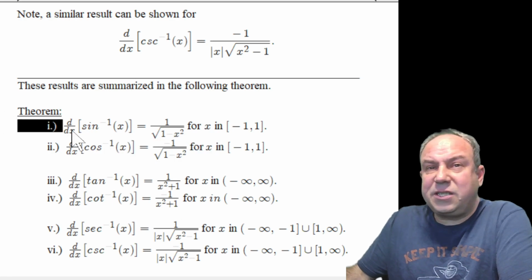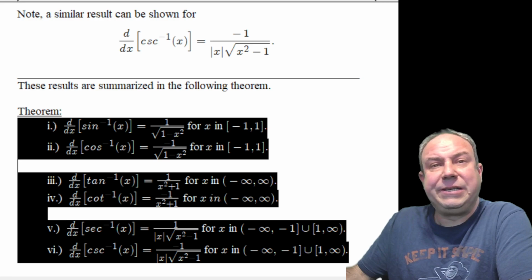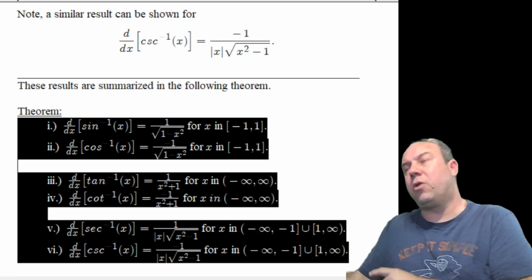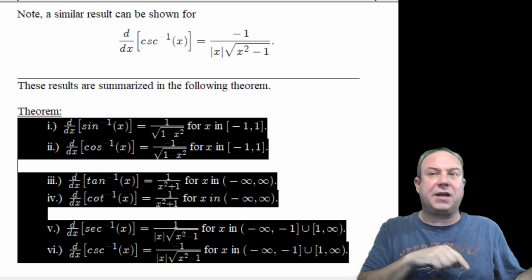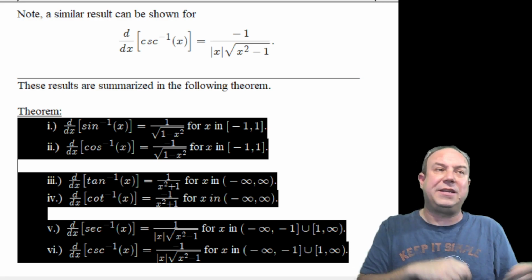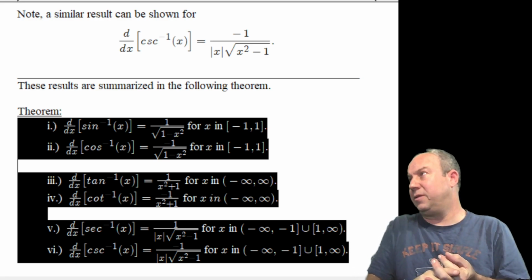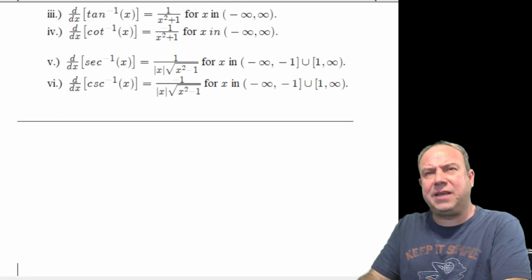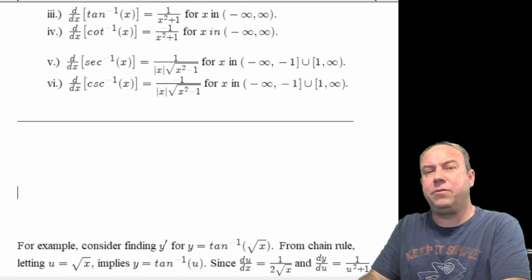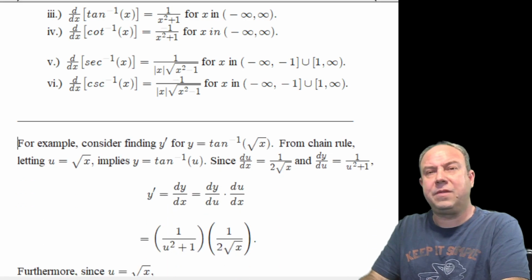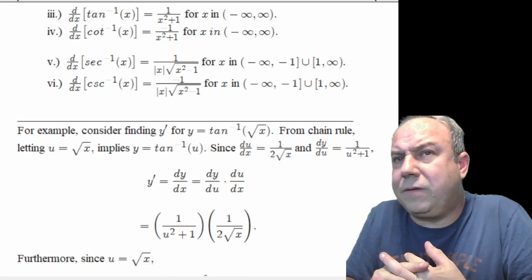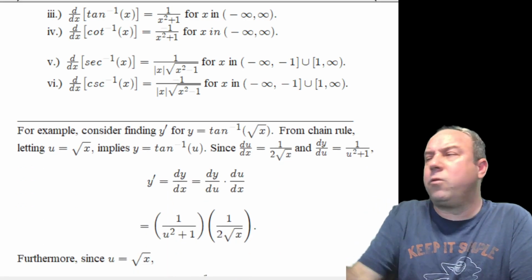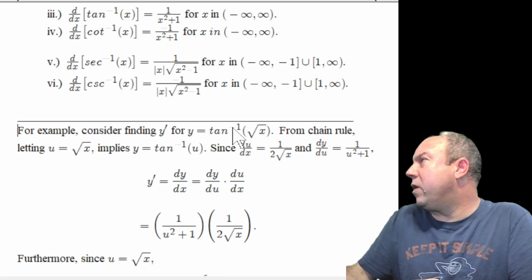Now, these are just 6 specific results, folks, where we can incorporate these results into product rules, quotient rules, and even some chain rules. Right. I do have one quick example here. We bring that into view. For example, consider finding y prime for y equals the tangent inverse of the square root of x.